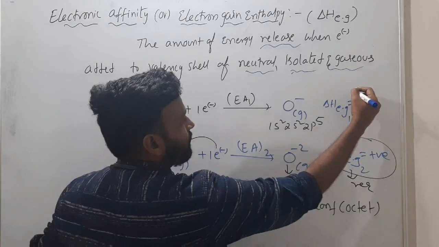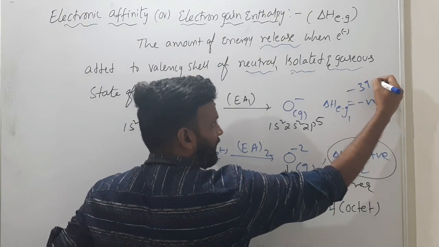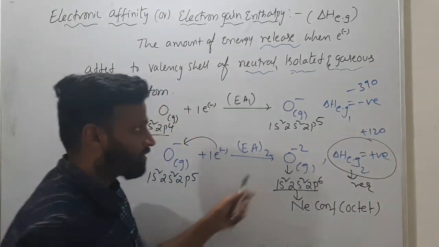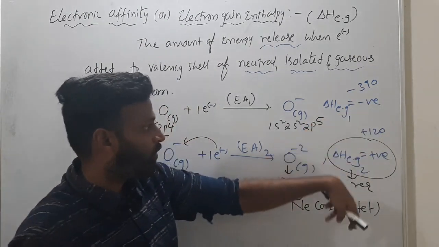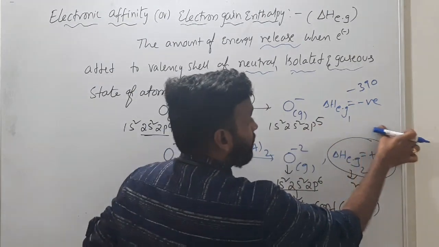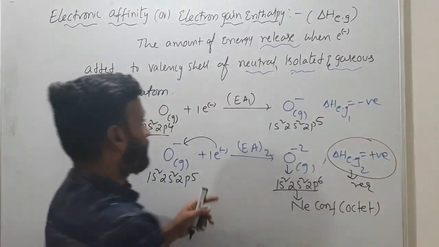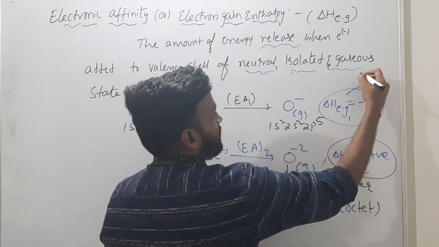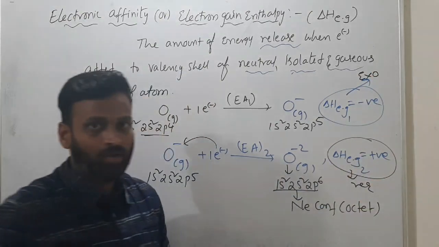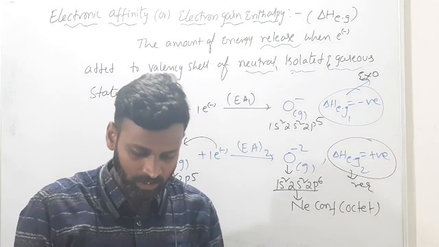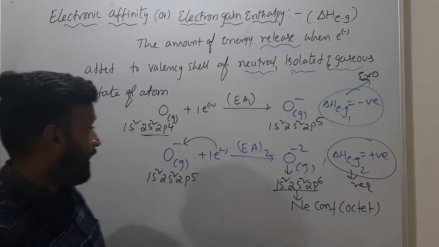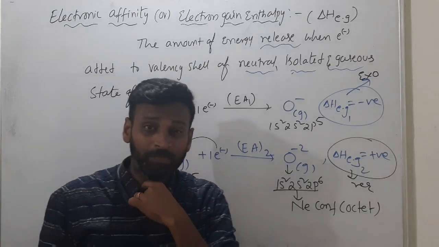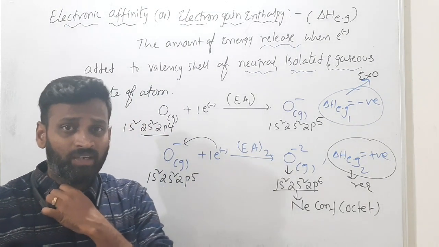Suppose the first value is minus 320 something and the second is plus 120 something; minus 320 plus 120 means the overall value will come negative. But first electron gain enthalpy is negative, and second electron gain enthalpy is endothermic. This is very important. Tomorrow we will discuss some applications of electron gain enthalpy and the variation of electron gain enthalpy.